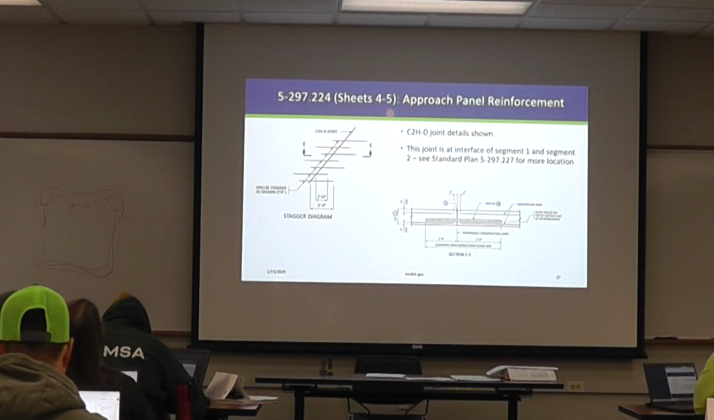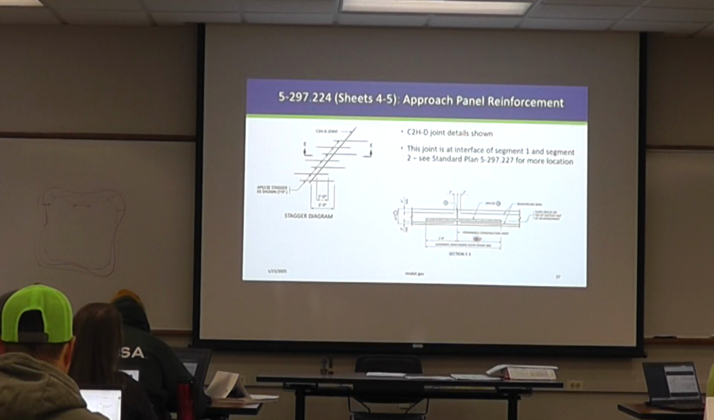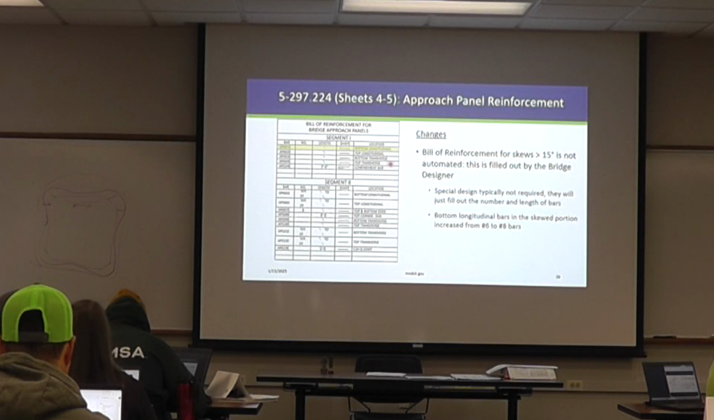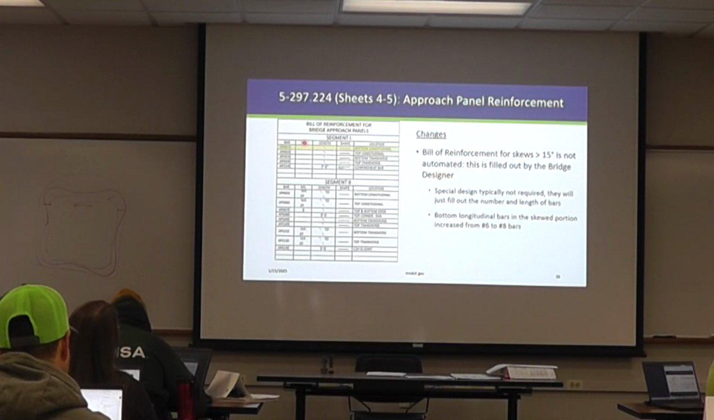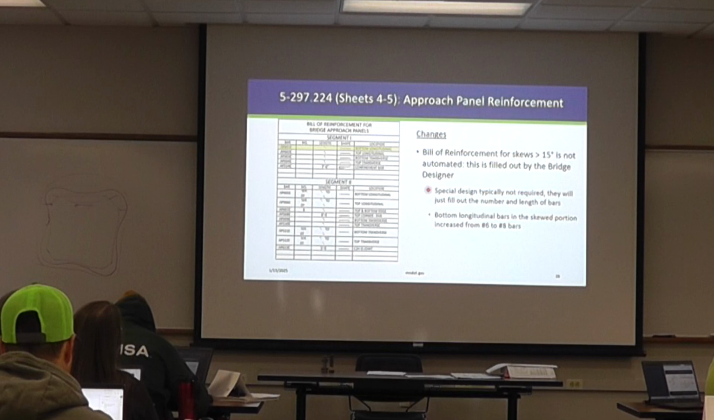Similarly, on this 224 detail, we show the C2H-D joint details, what's shown here. I think you guys already had these previously, but basically just staggering the reinforcement as required. And then we show the section here of that joint detail. As I alluded to, here's the bill of reinforcement, so it's not filled out currently until the bridge designer goes in and fills it out for the number of bars and the length of those bars. They'll typically not do an actual special design. It should be similar size bars to what you see in there, but they should just be filling it out.